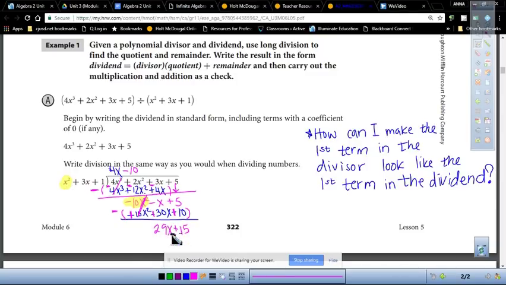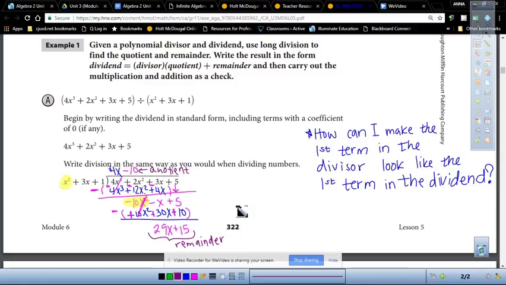I can no longer turn x squared into x. There's nothing I can multiply x squared by. There's no polynomial I can multiply x squared by to get x. I would have to divide to do that. So as soon as the degree of your dividend is smaller than your divisor, you're done. And this portion here, this is called my remainder. And this up here, this 4x minus 10, that's called my quotient.